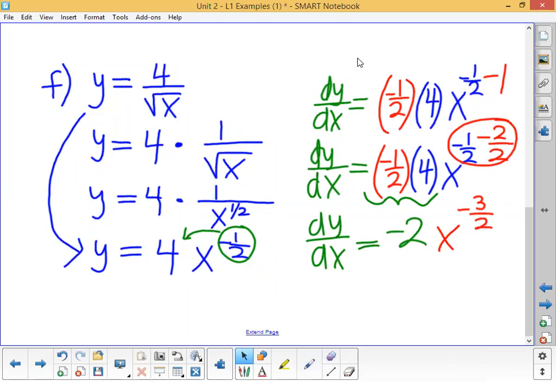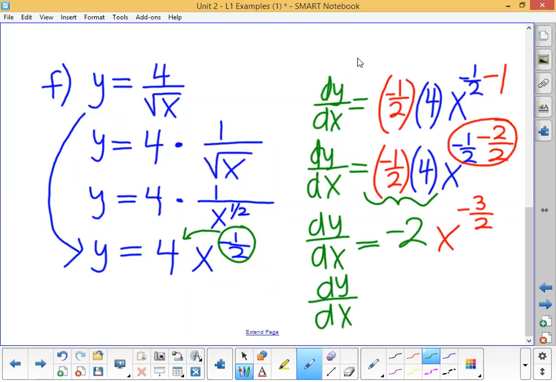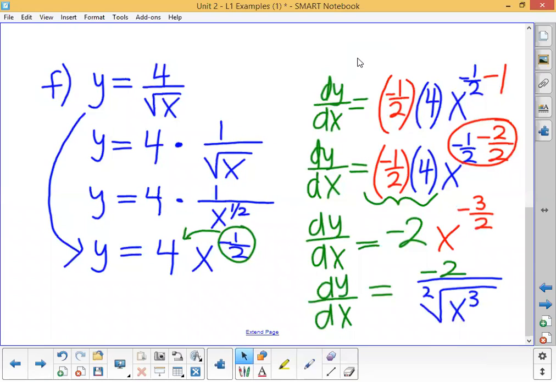It would only be part marks if you leave it like that. I need to go one step further. dy over dx is equal to -2. And in my denominator, I have a 2 as my index with x to the power of +3 as my power over there.